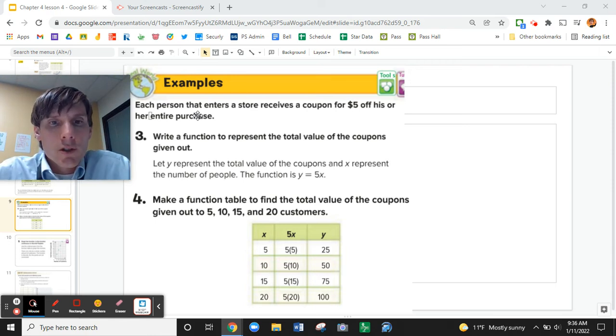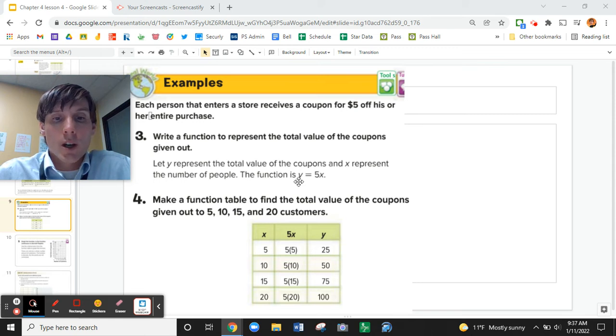Okay, each person that enters a store receives a coupon for $5 off his entire purchase. Write a function to represent the total value of the coupons given out. So everyone receives a coupon for $5 off their purchase. So we're looking at the value of the coupons given out. Well, what is each coupon worth? $5, right? So if you have one coupon, it's worth $5. If you had 2 coupons, it'd be worth 2 times 5 being $10. So on and so forth.